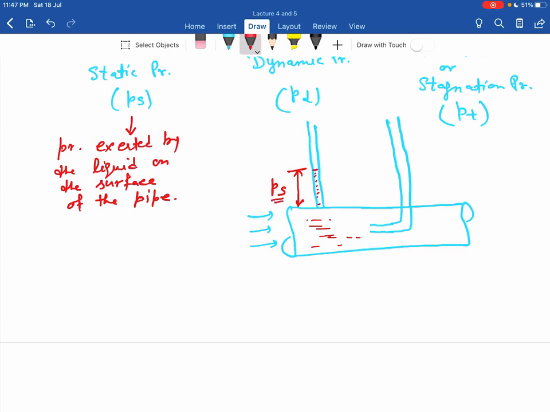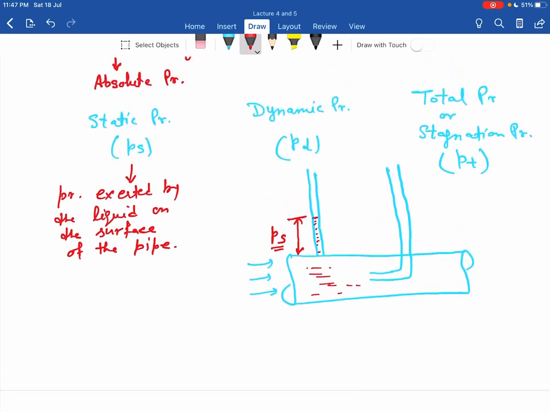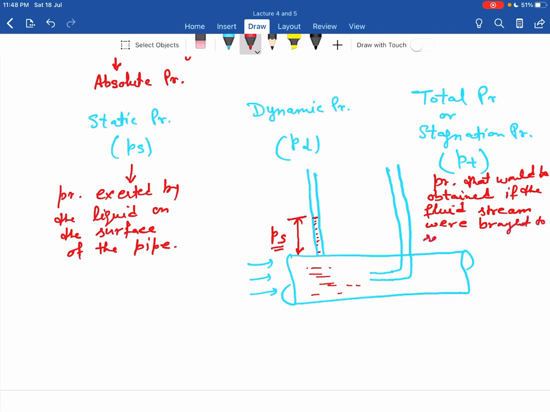Now the second pressure we have is the total pressure or the stagnation pressure. This pressure is defined as the pressure that would be obtained if the fluid stream were brought to rest isentropically. Isentropically means enthalpy constant.